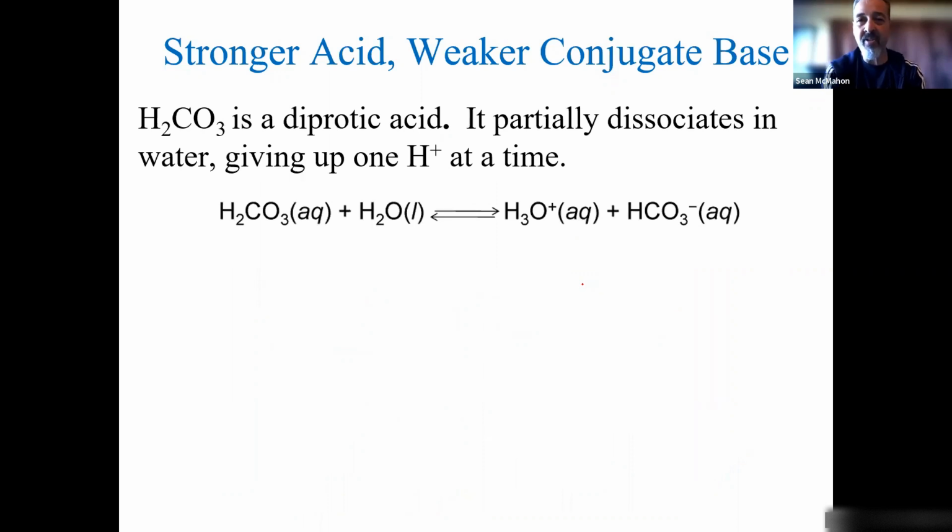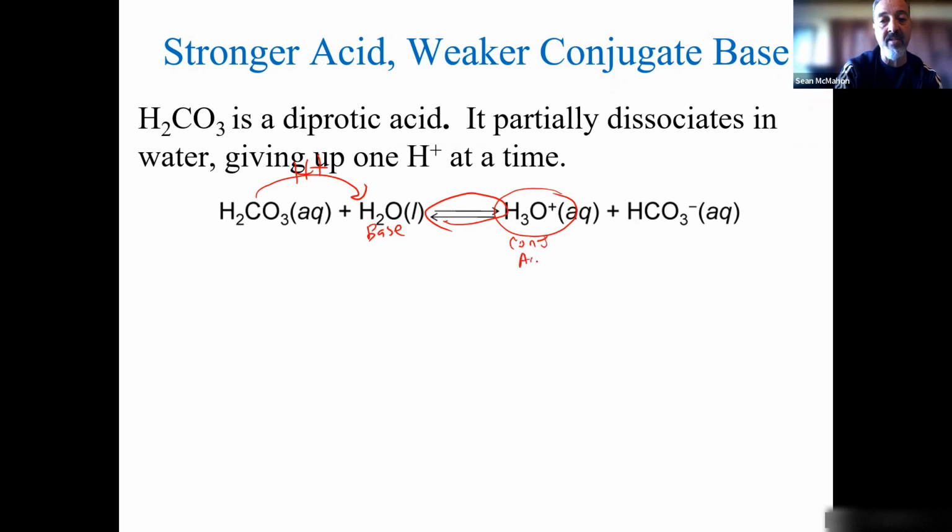So here is still kind of that discussion. I have carbonic acid as a diprotic acid. It partially dissociates in water, giving up 1 hydrogen at a time. So the double arrow is showing that's weak. And I'm donating my proton, behaving like an acid, and then water is behaving as a base. And then water, once it accepts the proton, becomes a hydronium ion and is a conjugate acid. And then my carbonic acid becomes a conjugate base, the bicarbonate ion or hydrogen carbonate.